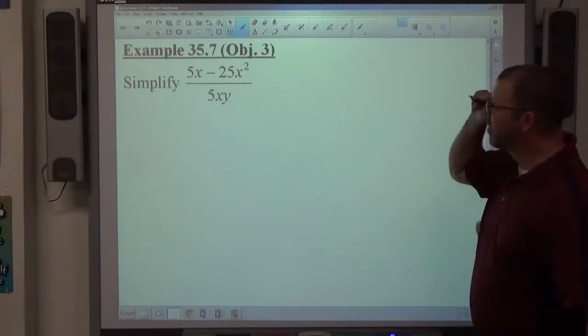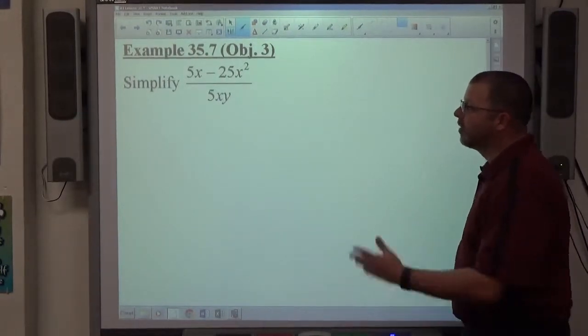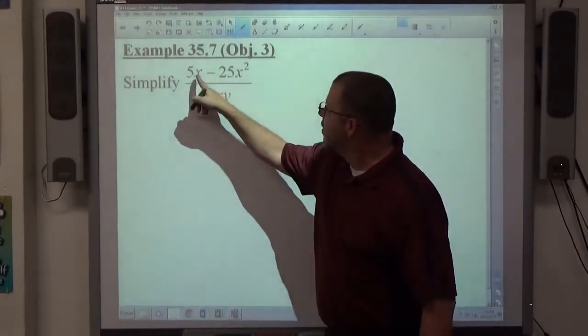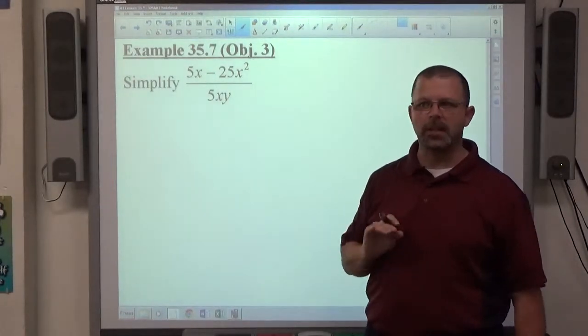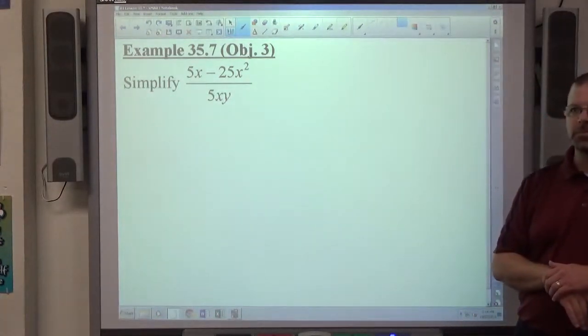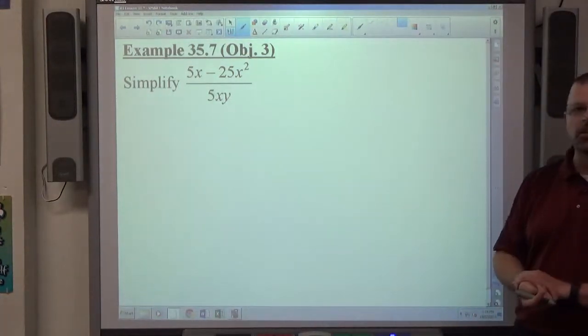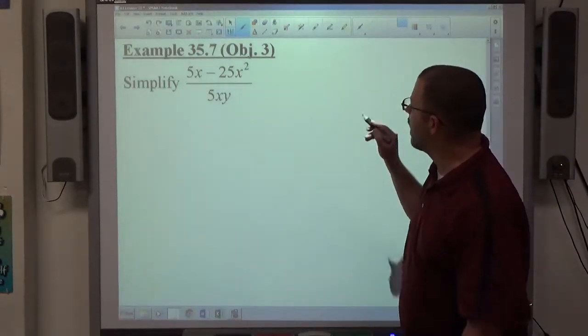Here's 3.7. 5x minus 25x squared over 5xy. So once again, looking at the structure that we have, this is a difference over a single object. We can't reduce in that manner at this point. There are ways to reduce, but it requires a better knowledge of what's going on before we do that. There are other ways around this, but for now we're going to do greatest common factor factoring.